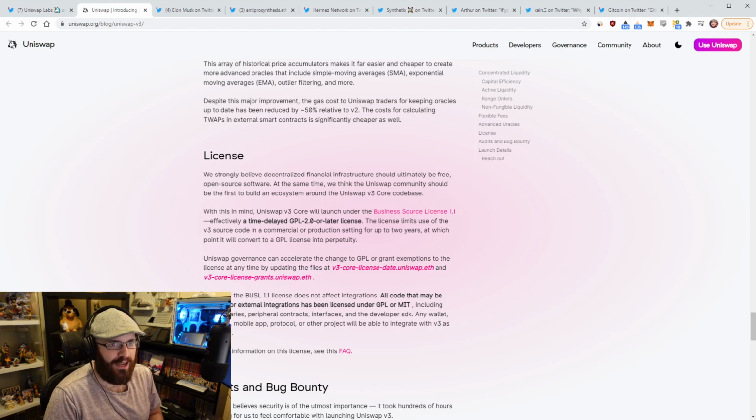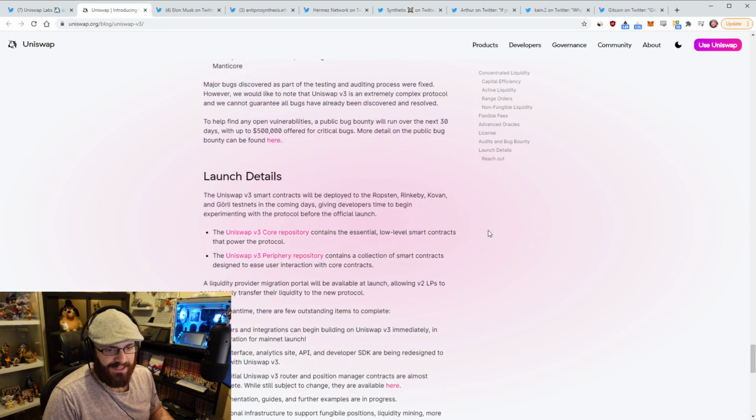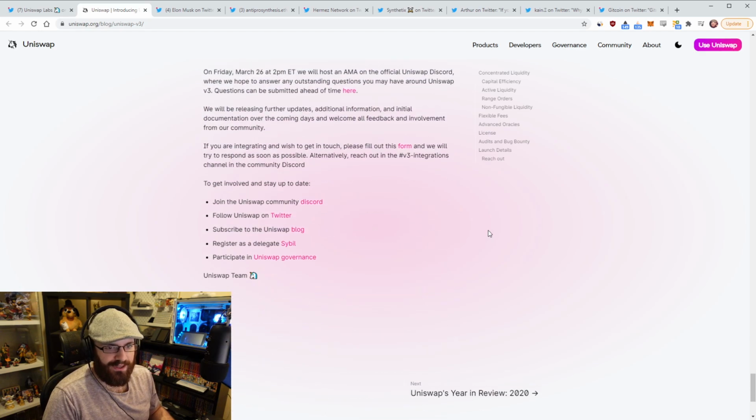You need to get audits and stuff. So you're basically putting the burden on people who want to fork you to actually do it in a way where they actually have to recreate what you've built, which I think is fair enough. So basically, that's I guess most of what they announced yesterday.